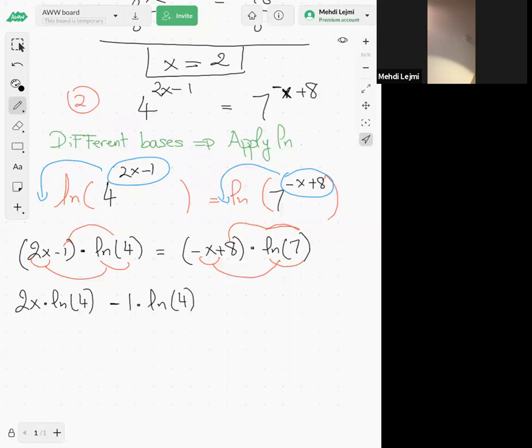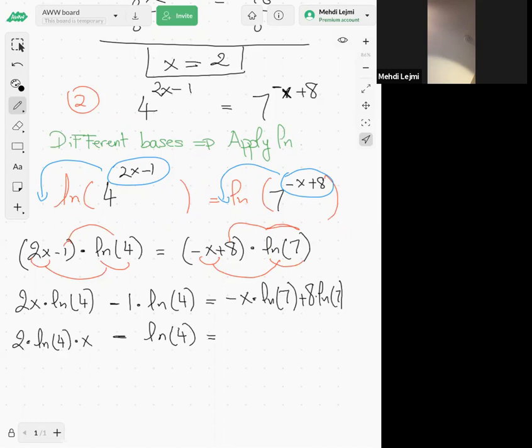On the right side, it's minus x times natural log of 7 plus 8 times natural log of 7. As I said, it's better to keep the x in the last position. So it's 2 times natural log of 4 times x. When you have a product, just move the x to the last position, right? Minus 1 times natural log of 4. So this is going to be just natural log of 4.